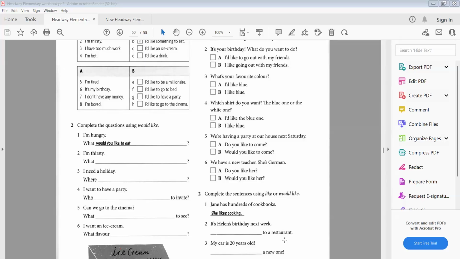Number 5, can we go to the cinema? What movie would you like to see? Yes, exactly. Number 6, I want an ice cream. What flavor would you like to have? Anything, maybe. That's correct. All your answers are correct. I can see from the chat.